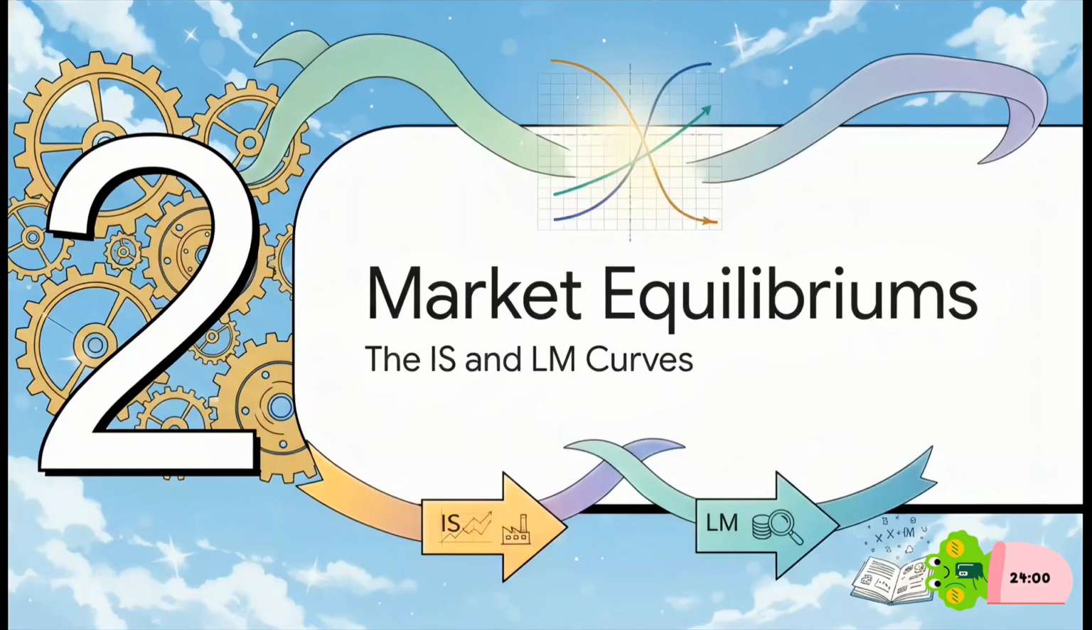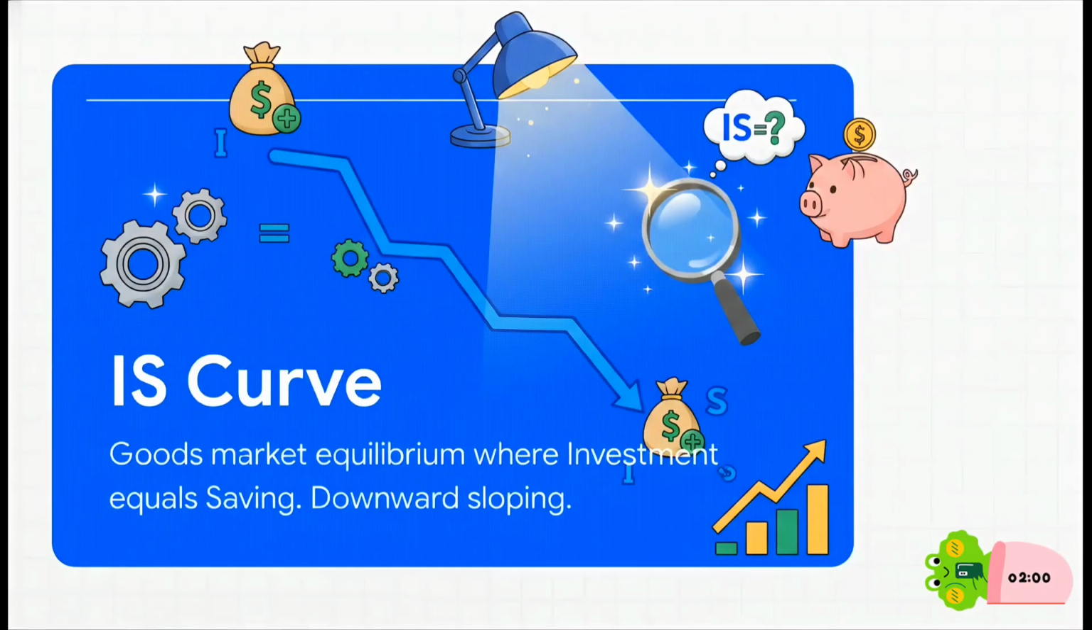Section 2, defining market equilibriums, the IS and LM curves. All right, so now that we know our two worlds, we have to define the core market rules that govern them. And heads up, this part is absolutely critical for your exam prep. Let's start over in the goods market. What's really interesting about how this side balances out is the downward sloping curve we use to represent it. That's the IS curve. It represents the goods market in perfect equilibrium.